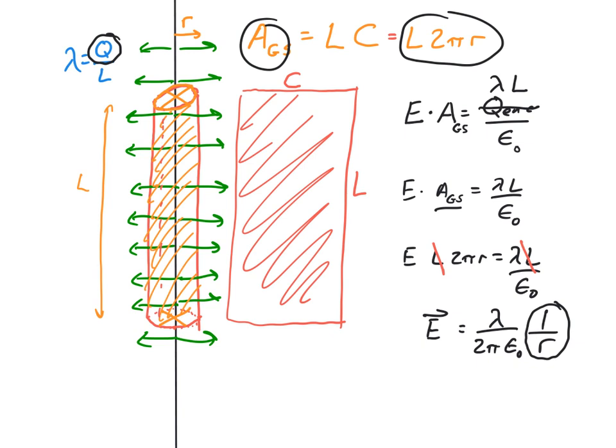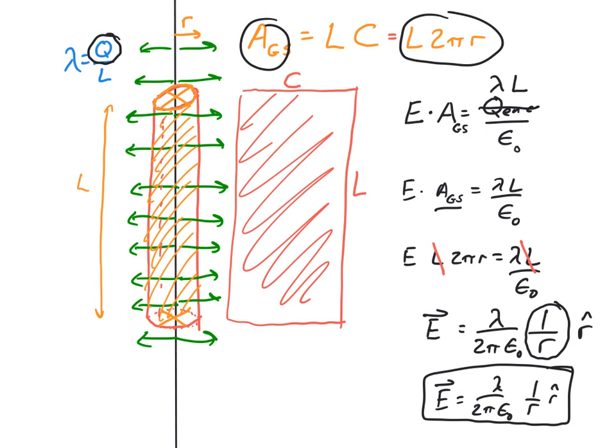Okay. I'm going to add one more thing. It's outwards. The electric field is lambda over 2 pi epsilon naught, 1 over r, in the r direction. That is our electric field near a very long line of charge. If it is positively charged, then it is outwards. If it is negatively charged, it is inwards. The green lines I drew on the left assume that it is a positive charge. There we go. That's our first derivation.